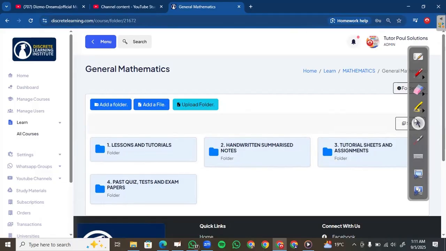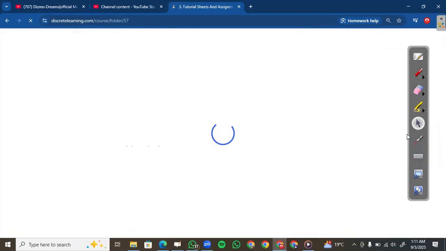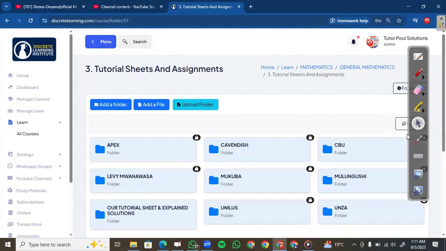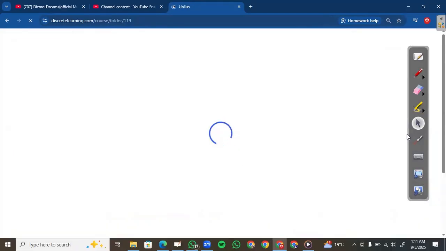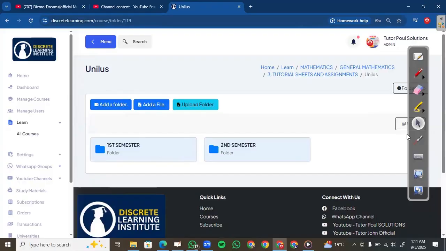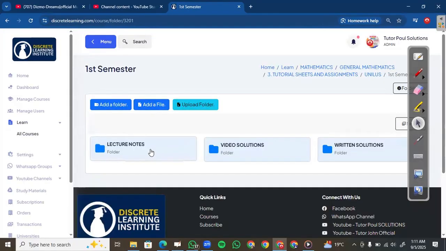And then if you want those tutorial sheets, you just come in this folder, tutorial sheets and assignments. Depending on the university where you're from, those tutorial sheets are from Unilus, so you go to the folder for Unilus. And then that was first semester, so you click first semester here. And then you go to the video solutions here. If you want, you can check out the written solutions here.